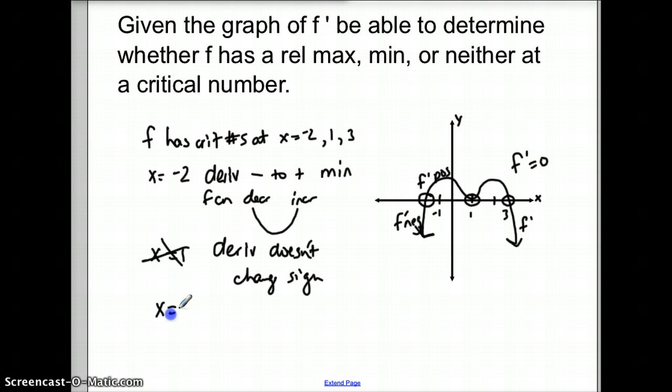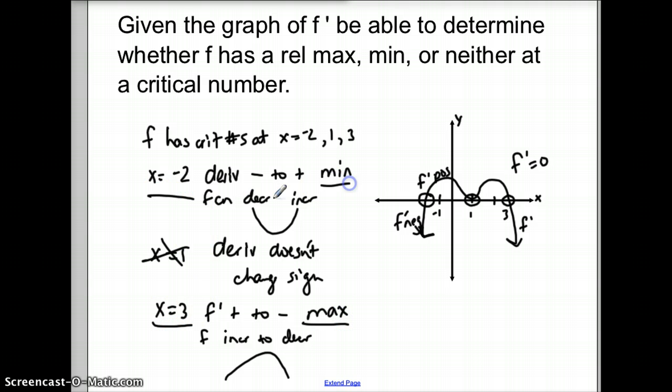And then at x equals 3, our derivative changes from positive to negative. So our function goes from increasing to decreasing. So if you like the visual, the function is going like this at 3, and 3 is right here, so 3 is a max. All right, so we've got a max and a min. -2 is our min, 3 is our max, and neither is going on at 1.